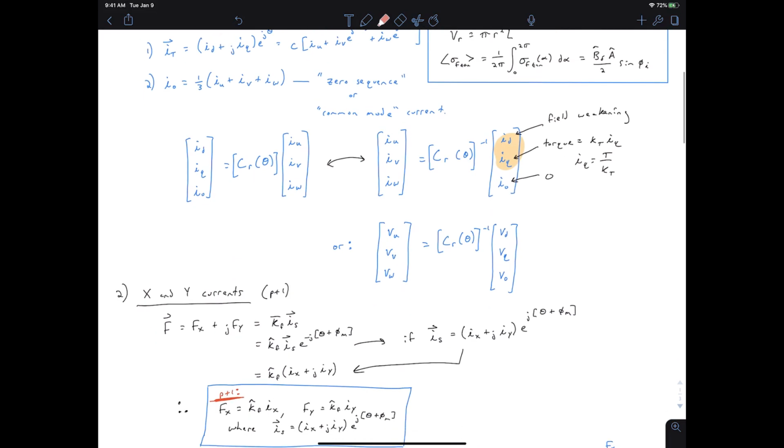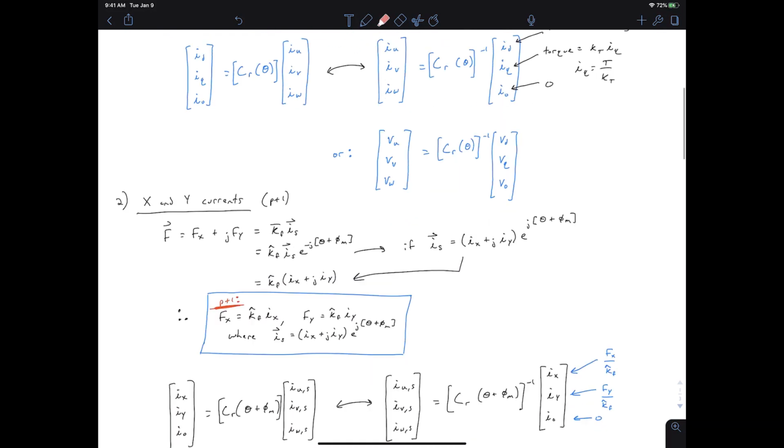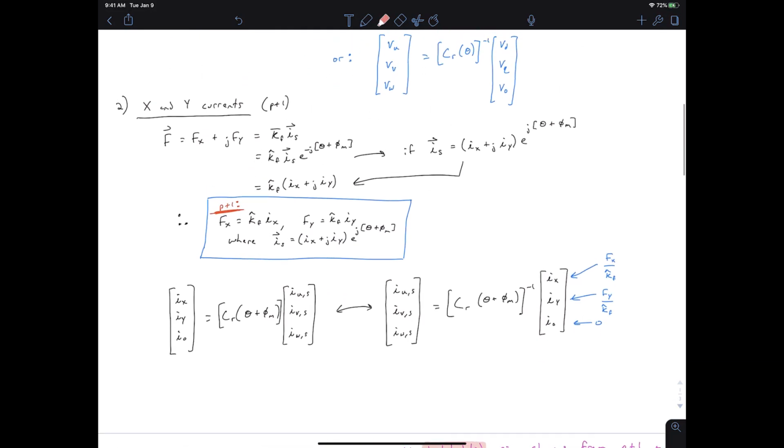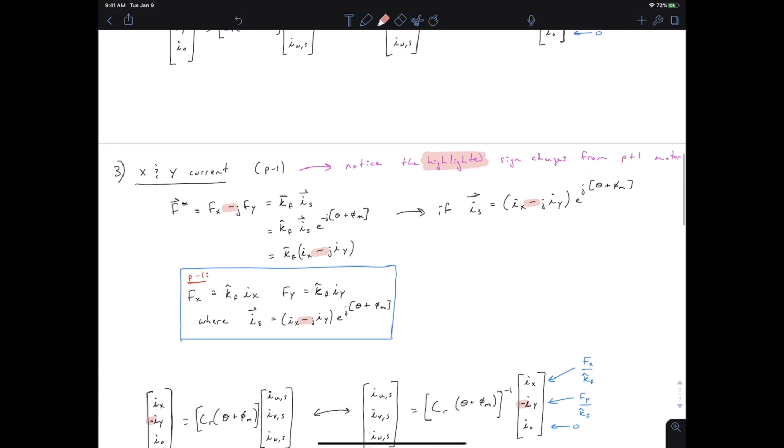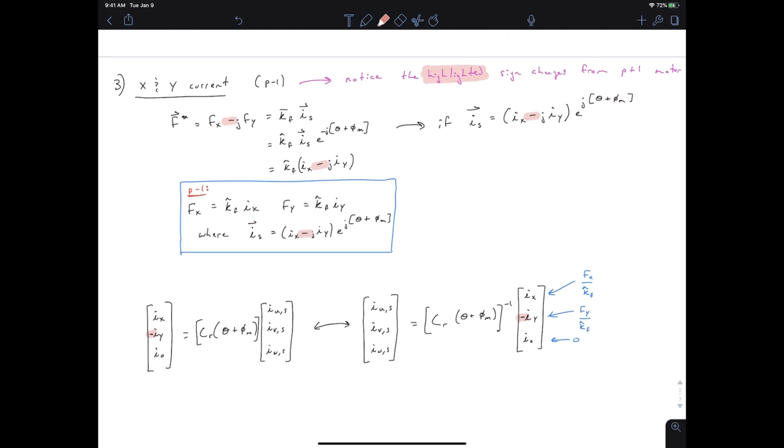We then use this analogy to investigate how we can define x and y current components in a P plus or minus 1 bearingless motor. And we find that we can use the exact same transformation, but shifted by this angle phi m, which is the angle of our p-pole pair field in the air gap of the machine. We then repeat this derivation for a P-1 machine and find that we get the same result, but with signs inverted on the y components.